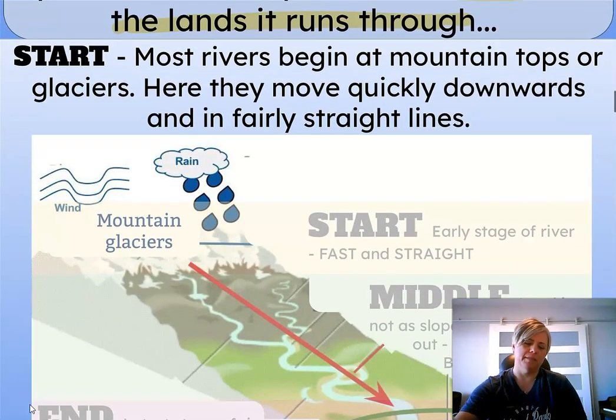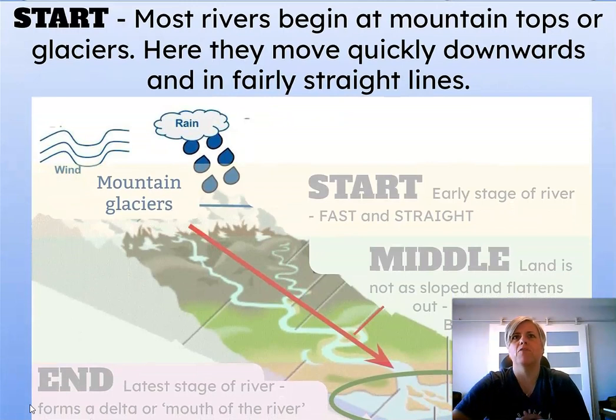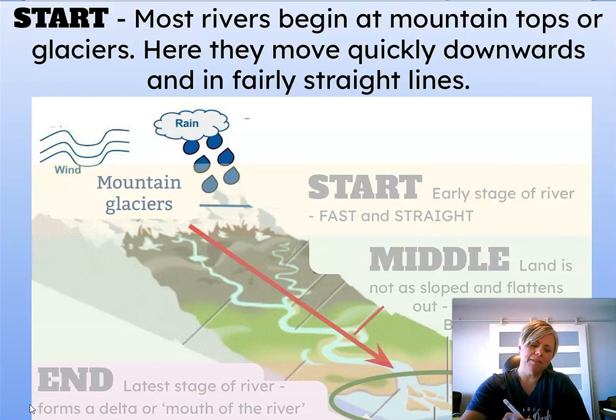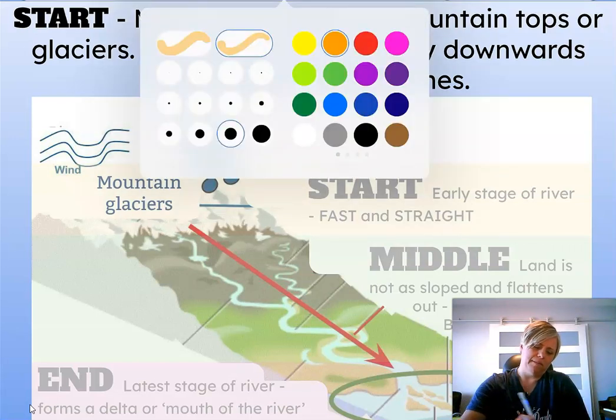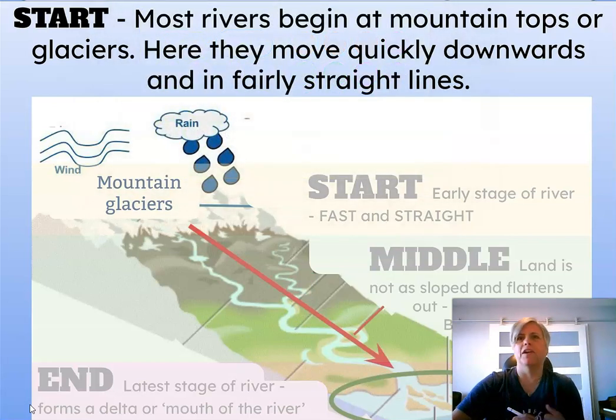So we've set up this image here to give you an idea of how rivers start, what they're like as the land flattens out, what they turn to be like there, and eventually where they end. So at the start, most rivers begin in mountaintops where there's glaciers. So the glaciers are melting and they begin flowing. And at this point, let's make this a little bit bigger. At this point, rivers are flowing very straight and very fast.